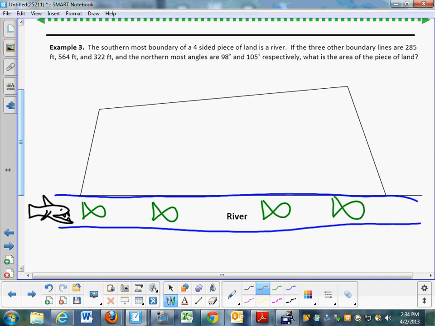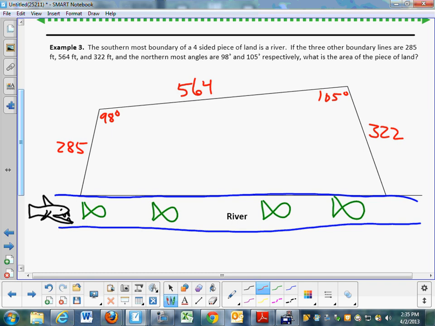The other three boundary lines are 285... We've got 98 degrees, 105 degrees. Now, I'm telling you right now that when you get this on a test, some people say, well, I can't tell Mr. Gintz exactly what's going on there because the directions aren't clear enough. I will make sure on the test that you have nice, clear directions as far as where to label things. No big deal. And I won't give you such big numbers like 285 and 564, but you have to know how to approach this type of shape.